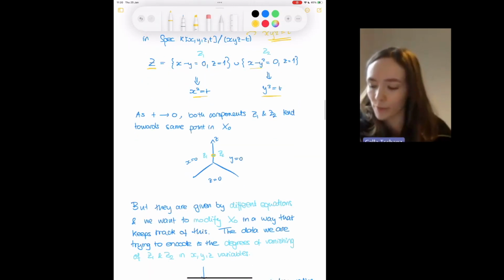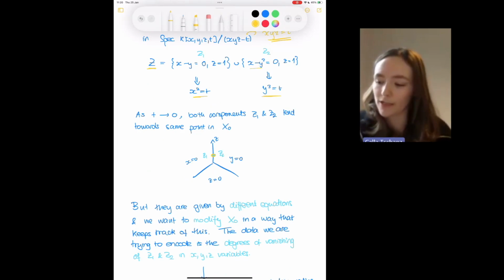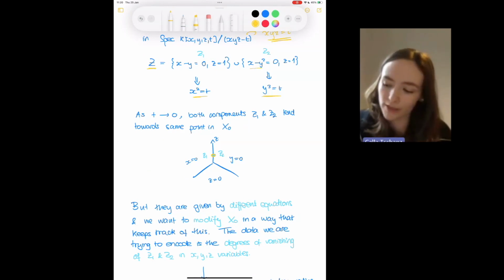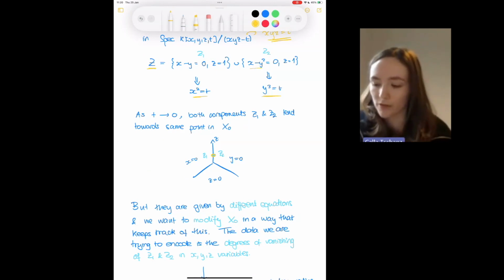And essentially, this is what we're trying to change. So we're trying to say, well, actually, these two things were given by different equations, and I would like to make some modification of x0, which takes this into account, so that it keeps track of the fact that we had different equations for z1 and z2.